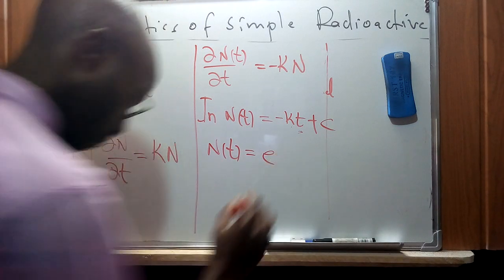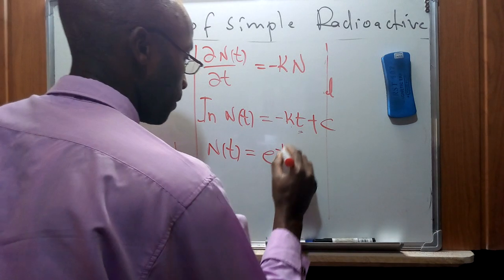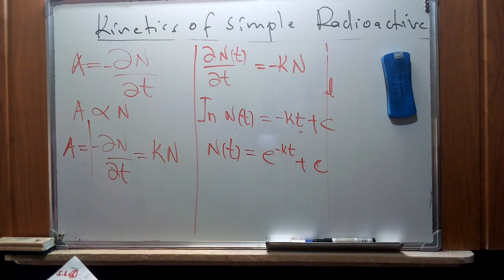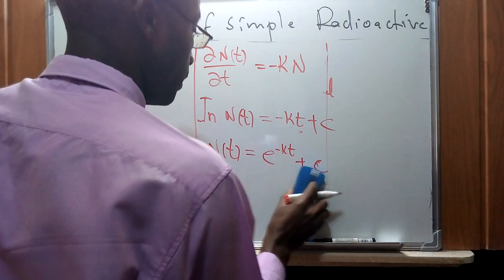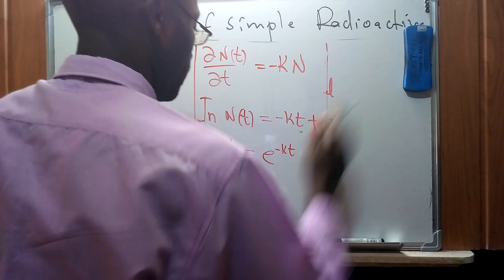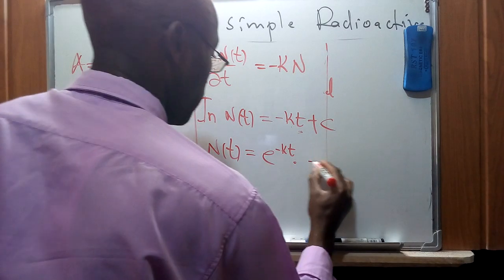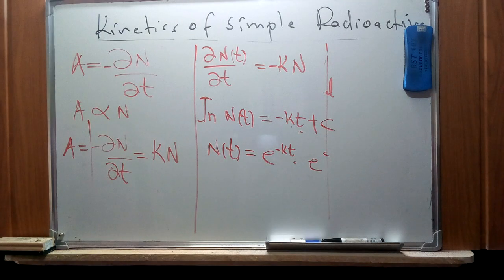We proceed with that, and then we find that this can still be represented as the natural log of n at time t equals negative kt plus c. From the laws of indices, and for addition, subtraction and division from the laws of logarithms, that is the concept being applied there. So therefore, this can be represented as that.